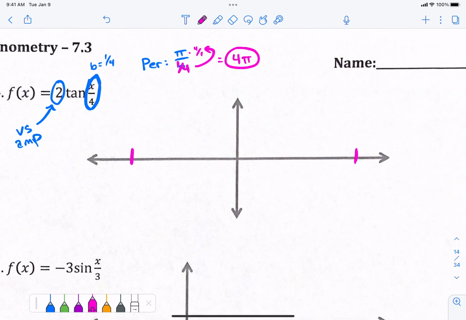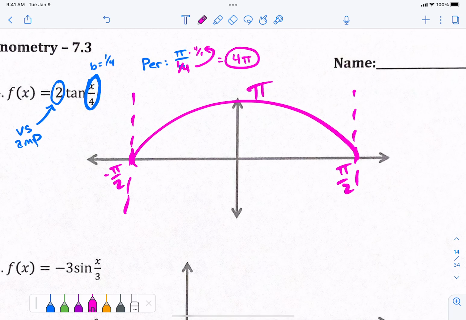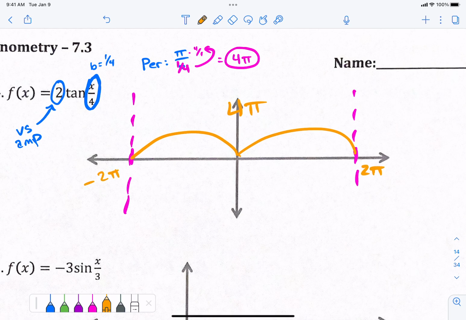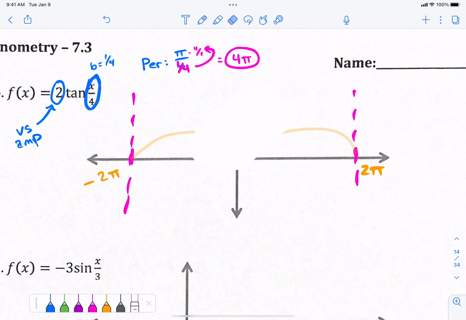Normally the vertical asymptotes for tangent are at negative pi over 2 and positive pi over 2, to make it pi units wide. But that's not what it is now. It is 4 pi units wide. So where does it have to go from? The same distance on this side and the same distance on this side to make a total of 4 pi. 2 pi, right? Negative 2 pi to positive 2 pi. Does that make sense? It's split evenly over top of 0. So that's what it will look like.